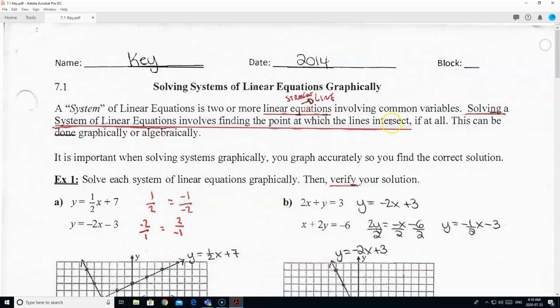Okay, so chapter 7.1, solving systems of linear equations graphically. Hopefully everyone did okay on the chapter 5-6 test. Now we're going to continue with linear equations, but now we're going to be solving them. When I say solving them, say you have two lines, two slopes. We're going to find the point that they intersect, or the point that they cross at. Okay, so let's jump into it.